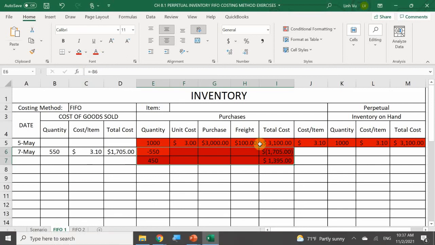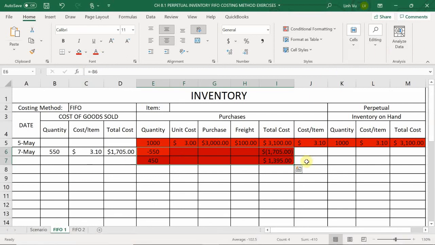Okay, so then I'm going to go over here and update my inventory. In this case, I don't have 1,000 units anymore. I only have 450. So if I type in 450, it's going to automatically calculate to verify that I should have 1395. As you can see, you don't really necessarily have to do the calculations in the middle, but because I'm showing you how it goes from left to right, that's what's going to happen.